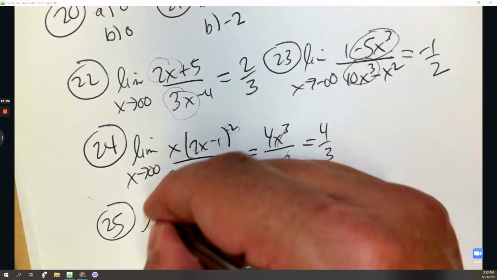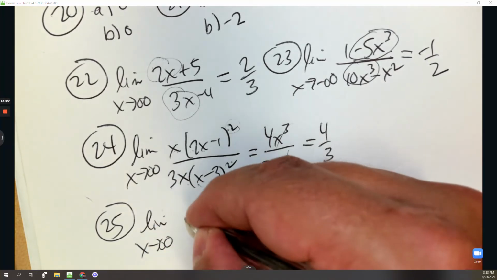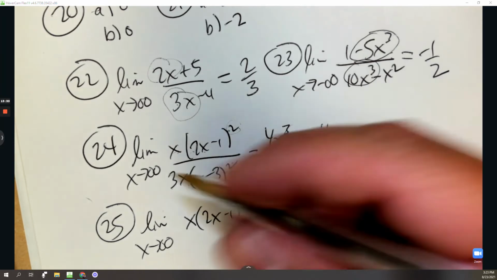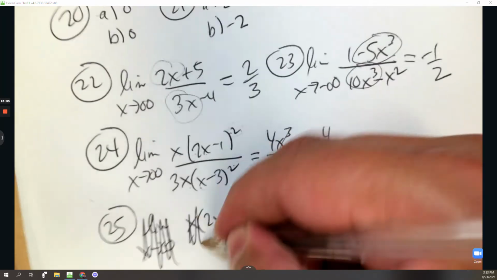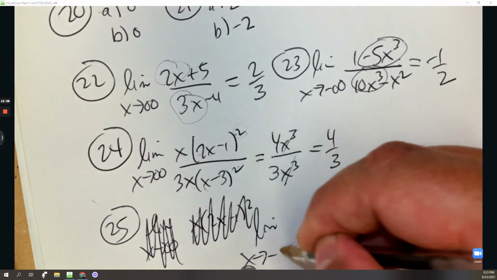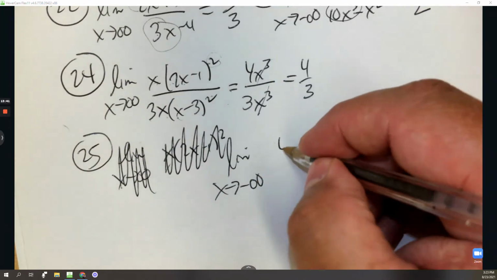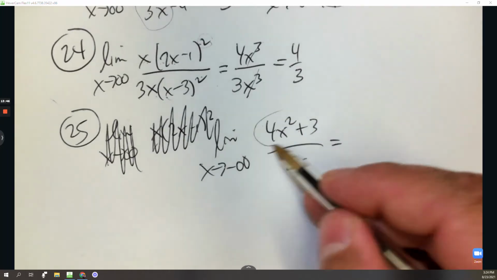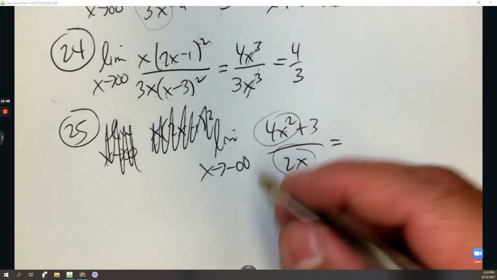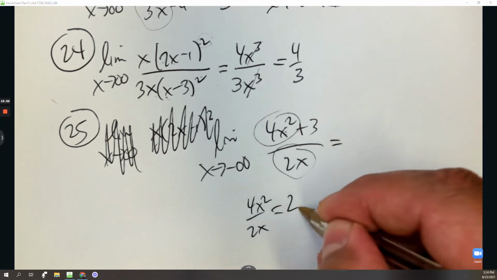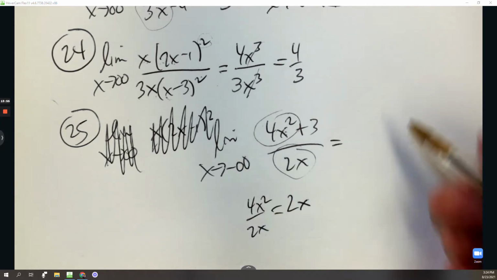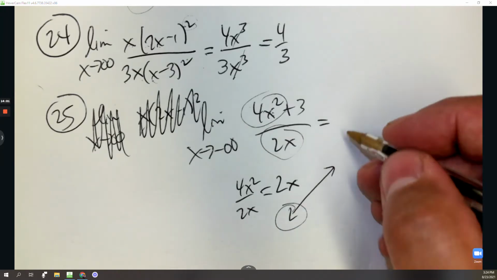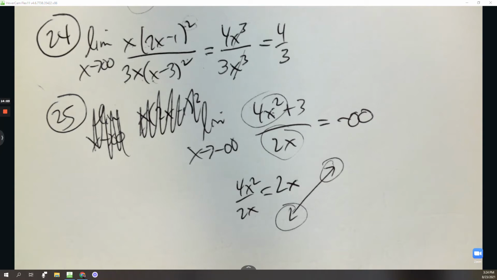25. In number 25, the limit as x approaches infinity of x times 2x minus 1. Isn't that the same one? I'm writing down the wrong one. All right, let's try it again. So the limit as x approaches negative infinity, 4x squared plus 3 over 2x. So if I go power over power, the top is more powerful. So if I divide that out, I get 2x. So the left end behavior, this 2x is a line in this direction. So the left end behavior is going to negative infinity, and the right end behavior is going to positive infinity.